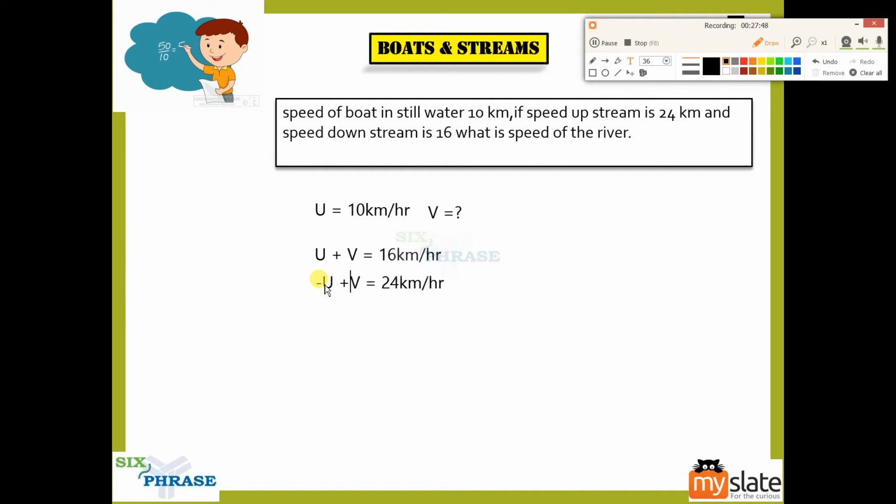Right, so this will become minus. So now you can solve it to get the answer here. So this you add, you'll get 2v. Again you add, 2v is equal to minus 8. Okay, 2v is equal to minus 8. So v will be equal to 4. Okay, so v will be equal to 4 kilometers per hour.